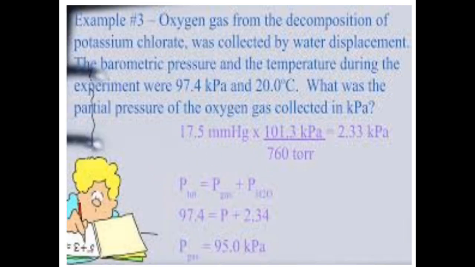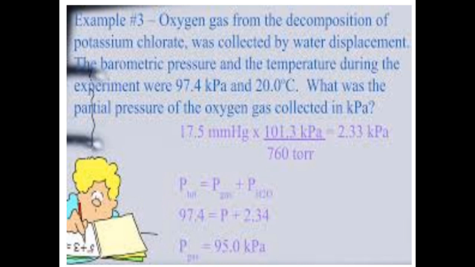The third one. Oxygen gas from the decomposition of potassium chlorate was collected by water displacement. The barometric pressure and the temperature during the experiment were 97.4 kilopascal and 20 degrees Celsius. Remember, we have pascal for unit of pressure, and kilopascal. Okay. What was the partial pressure of the oxygen gas collected in kilopascal?